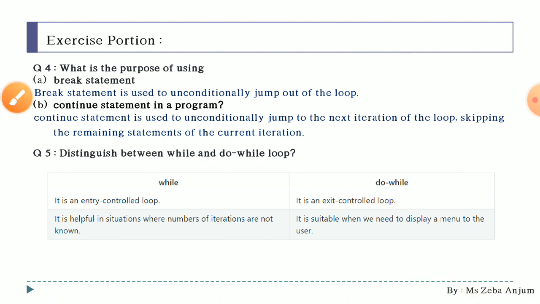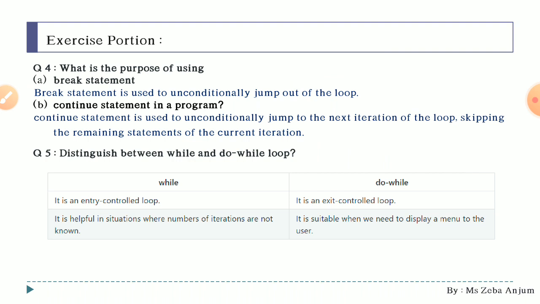Okay, now for question number 5, distinguish between while and do while loop. We have two points of distinction here. The first one: while is an entry control loop, and the do while loop is an exit control loop. The second: while is helpful in situations when the number of iterations is not known. When your number of iterations is unfixed, then we use while.